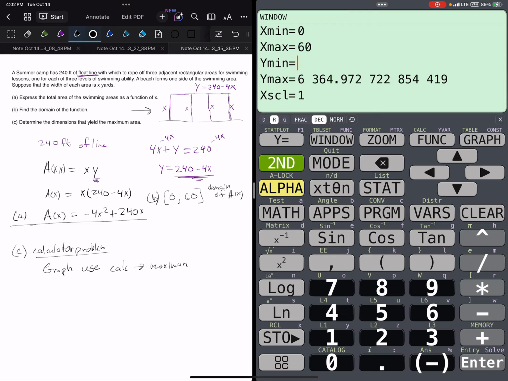Now, the y-min and the y-max, that's a harder thing. The y-min of 0 makes a lot of sense because that's the narrowest it could be up there. What's the longest? Well, wait a minute. This is the area. I'm confusing myself because I've used y here as a variable, but that's not what this y is about. This y is about the area of the whole thing.